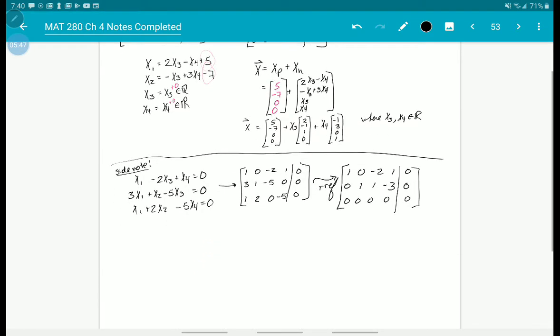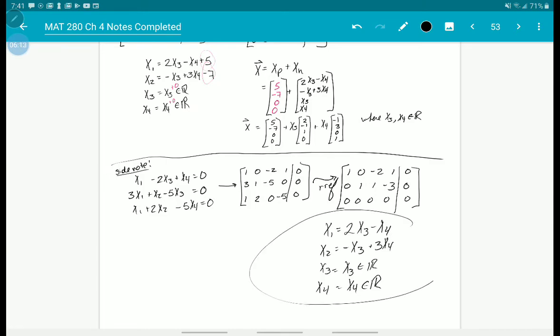So then our system is going to look the same. x1 is equal to 2x3 minus x4. x2 is equal to negative x3 plus 3x4. Both x3 and x4 are free variables. So if we were to write that out here, you'll see that guy here. So you can see how it is that homogeneous solution to that. So that's pretty cool.